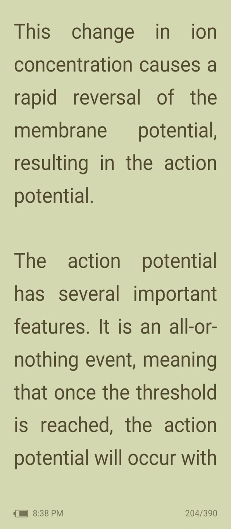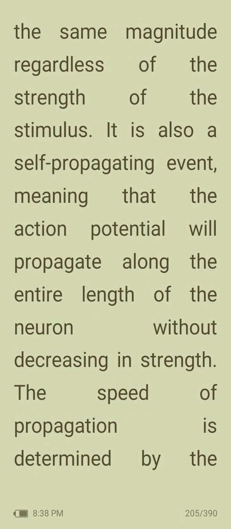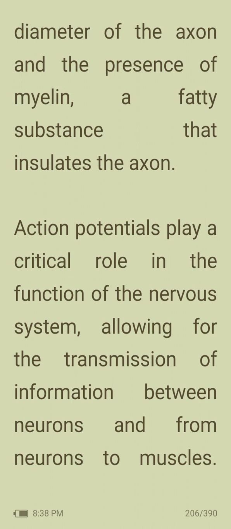It is an all or nothing event, meaning that once the threshold is reached, the action potential will occur with the same magnitude regardless of the strength of the stimulus. It is also a self-propagating event, meaning that the action potential will propagate along the entire length of the neuron without decreasing in strength. The speed of propagation is determined by the diameter of the axon and the presence of myelin, a fatty substance that insulates the axon.